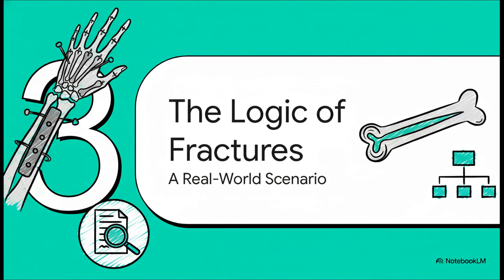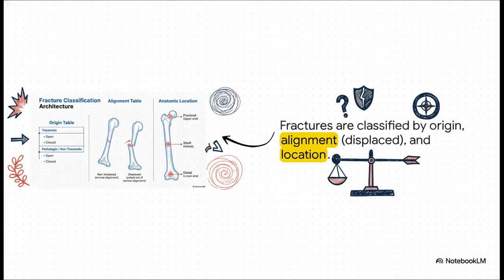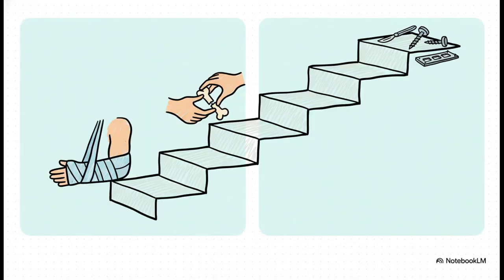Okay, that was pretty complex. Let's take all of that logic and apply it to something we can all picture a little more easily: a broken bone. This is where the playbook really meets a real-world scenario. So before any treatment code even gets chosen, the fracture itself has to be understood. The coder is basically an investigator, asking questions based on the diagnosis. Was it a traumatic injury? Is the bone knocked out of alignment or displaced? And where exactly on the bone did it break? Top, middle, or bottom?